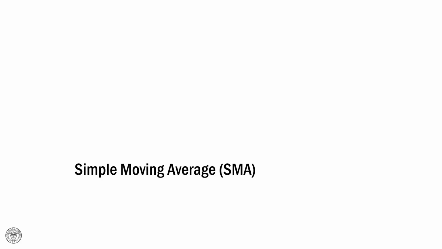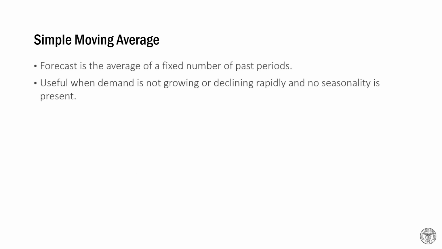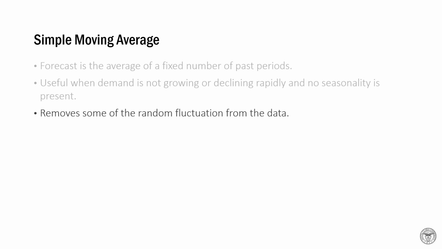We will now discuss the simple moving average. The simple moving average, SMA, is a powerful forecasting method, particularly effective when demand neither grows nor declines rapidly, and when seasonality isn't a factor. By averaging a fixed number of past periods, the SMA helps eliminate some of the inherent random fluctuation from the data, resulting in a smoothed trend line that better represents the underlying pattern.